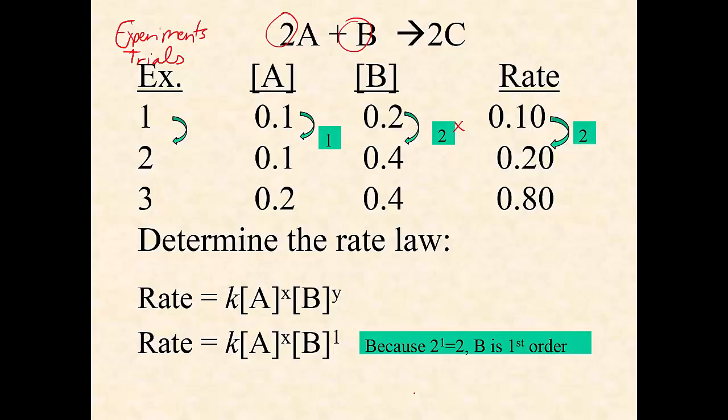Now we need to figure out A. So find where B didn't change. So look at trial 2 to 3. B didn't change. So now you have to say, okay, I'm keeping B constant. A doubled. What did my rate do? That's a factor of 4. How do I know? Well, 8 divided by 2 is 4.